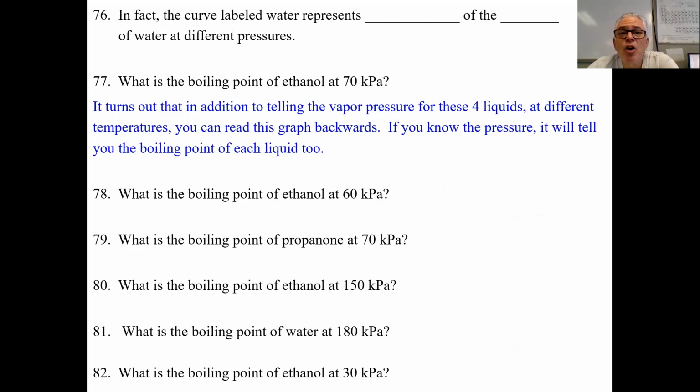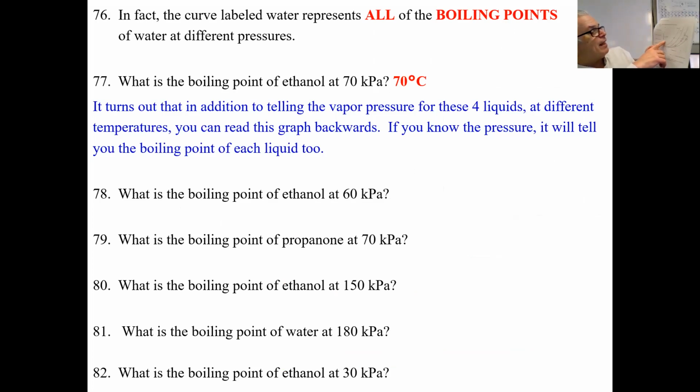Now, the curve labeled water represents all of the boiling points at different pressures. Now, what is the boiling point of ethanol at 70 kPa? How are we going to do that? We're going to go up to 70 kPa and slide our finger across till we get to the ethanol line, which curves here, and drop down, and we see that's at 70 degrees. At low pressure, 70 kPa, which is noticeably lower than normal, ethanol will boil at 70 degrees centigrade.